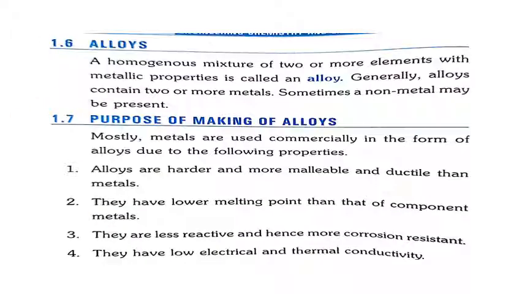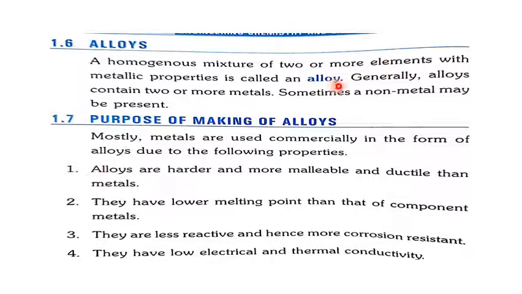Next, we discuss alloys. What does alloy mean? In this lesson, we are discussing metals. A homogeneous mixture of two or more elements with metallic properties is called an alloy. That means a homogeneous mixture of two or more metals is called an alloy.